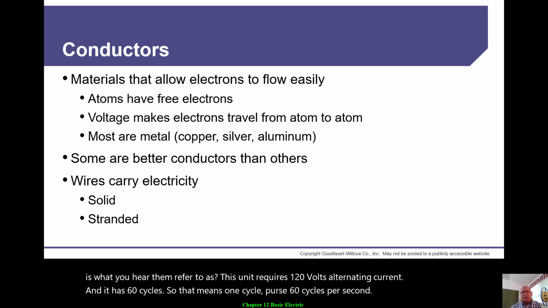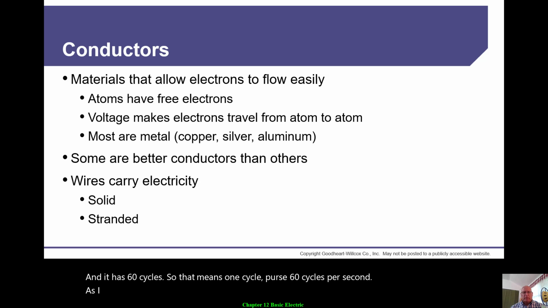As I said, conductors are made of metals, and wires are either solid or stranded.